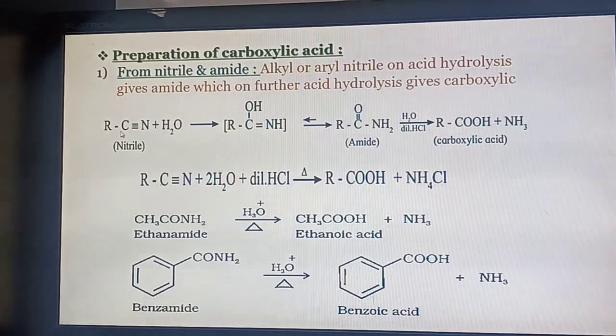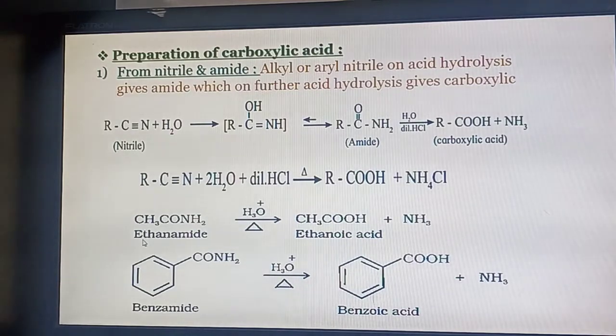For example, if we take CH3C≡N, that is acetonitrile, react with water to form acetamide, which on hydrolysis gives carboxylic acid. Here the reaction can be written in one step, that is RC≡N plus 2H2O in presence of dilute HCl. When it is heated, it gives RCOOH plus ammonium chloride.